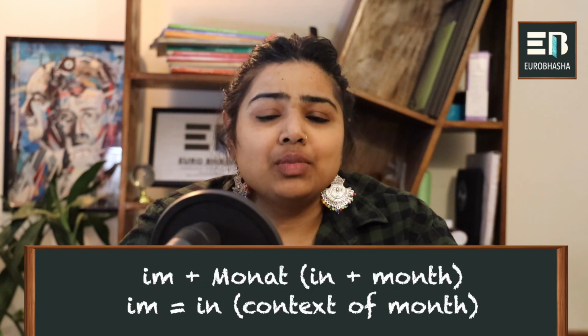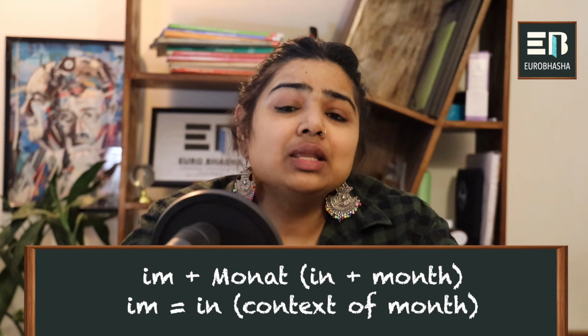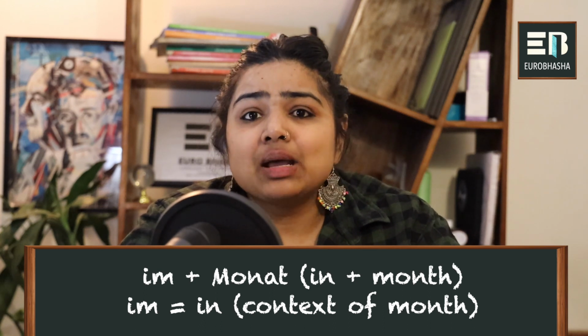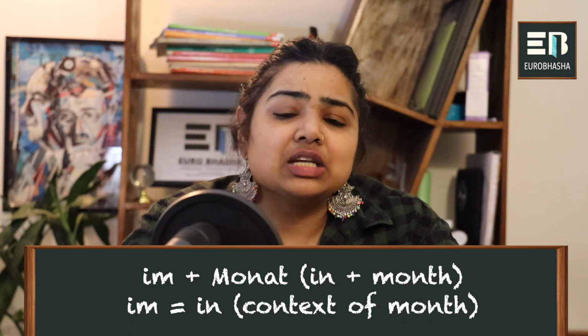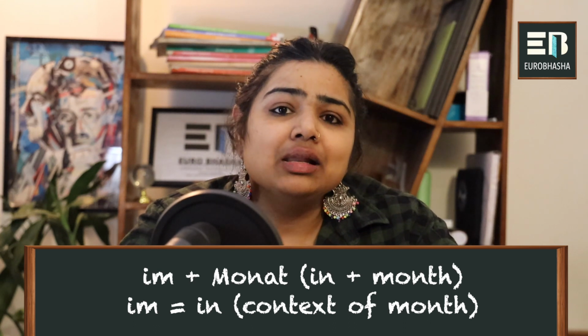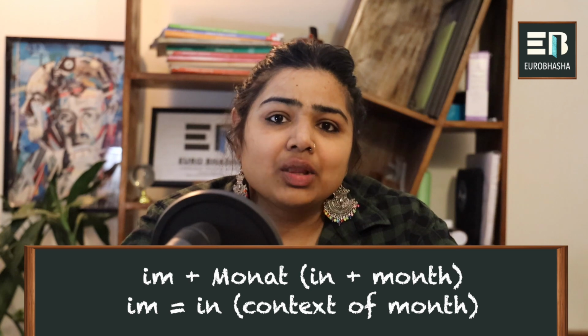Now guys, moving on to the next preposition. The next preposition is im. Im is always used with month. Now for example, im Januar. In English that means in January. Im April, that means in April. Now let's have a look at some examples.